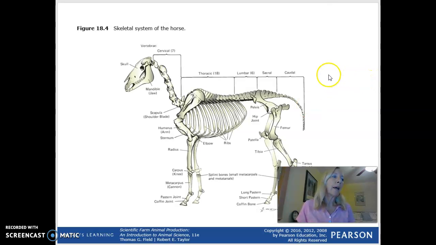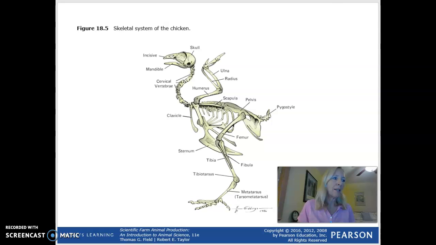So all the bones, and those of you who are vet tech interested in becoming a veterinarian, you will have to learn all the bones in all the mammals' bodies. But I'm sure that'll be easy for you because you love learning so much.